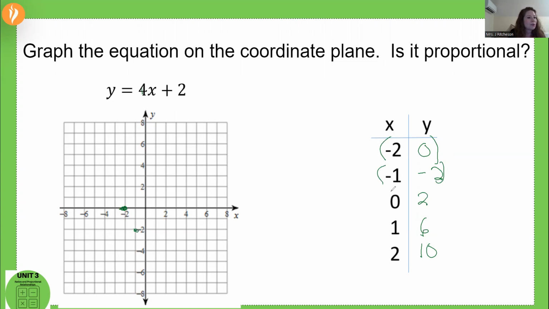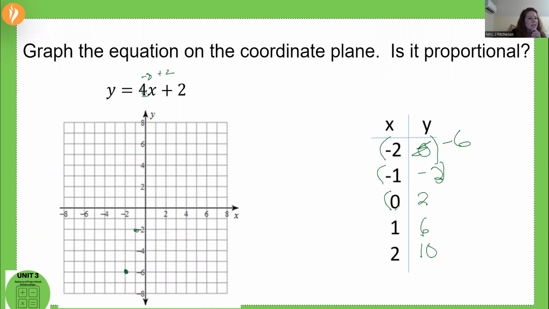What about 0? Wait, hold on, something's wrong. -4. Oh, wait, this is wrong. Oh, the first one's wrong. 4 times -2 is -8. -8 plus 2 is not 0, guys. I'm so sorry. It's -6. I was like, this is not going to make a straight line. I apologize. Please forgive me. All right, so this one should be -2, -6 right there.